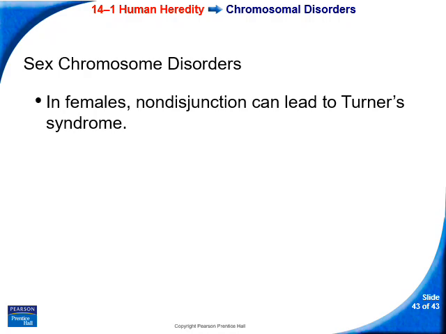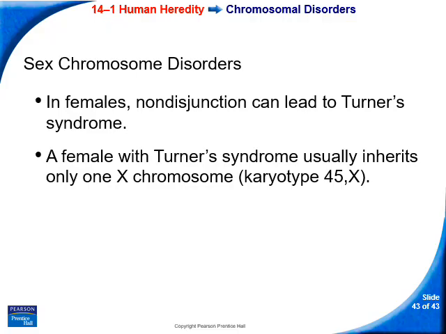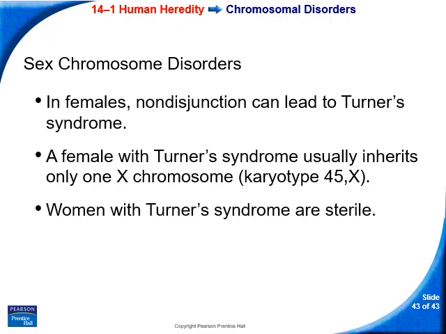There are also sex chromosomal disorders in females. Non-disjunction of the X chromosome can lead to Turner syndrome. A female with Turner syndrome will have only one copy of the X chromosome. So this is an N minus 1, and the other X chromosome came from the normal gamete, because one of the gametes did not have any X chromosome due to non-disjunction. So the chromosome number of people with Turner syndrome will only be 45 instead of 46 because they're missing one X chromosome. Women with Turner syndrome are sterile.